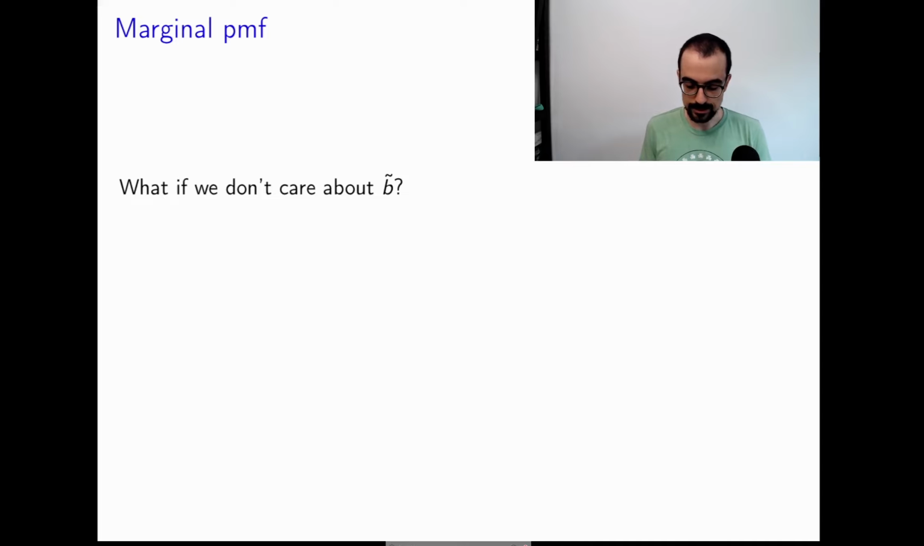That is called the marginal PMF of A within this probabilistic model. If we didn't have B, then we would just call it the PMF of A. And in fact, the notation is the same. So we don't care about B, we only want the probability that A is equal to a.